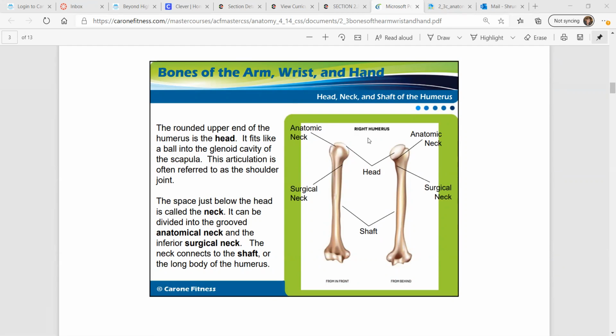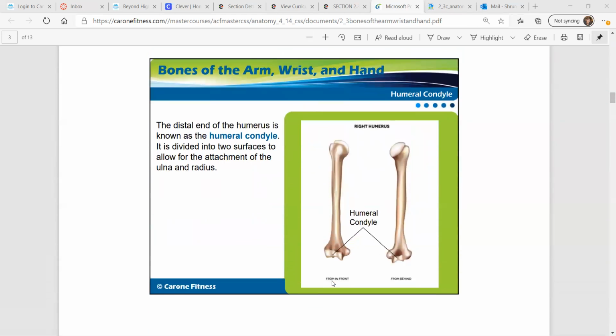It can be divided into the grooved anatomical neck and the inferior surgical neck there. And the neck connects to the shaft, or the long body of the humerus. And then the distal end of the humerus is known as the humeral condyle. It's divided into two surfaces to allow for the attachment of the ulna and radius.